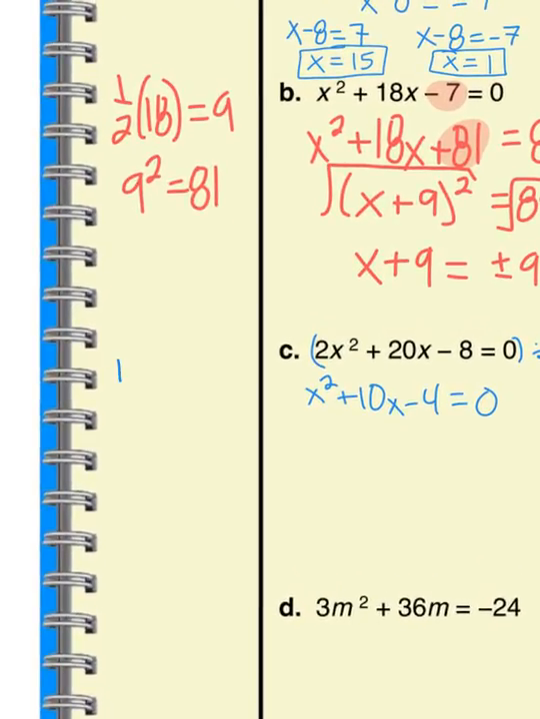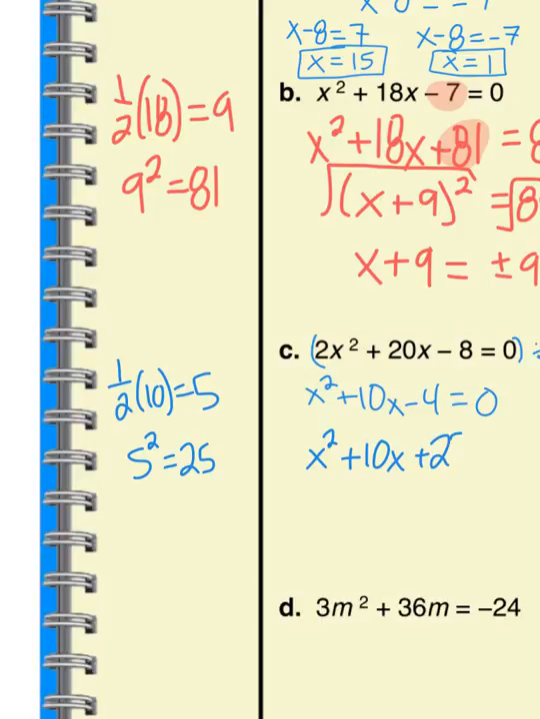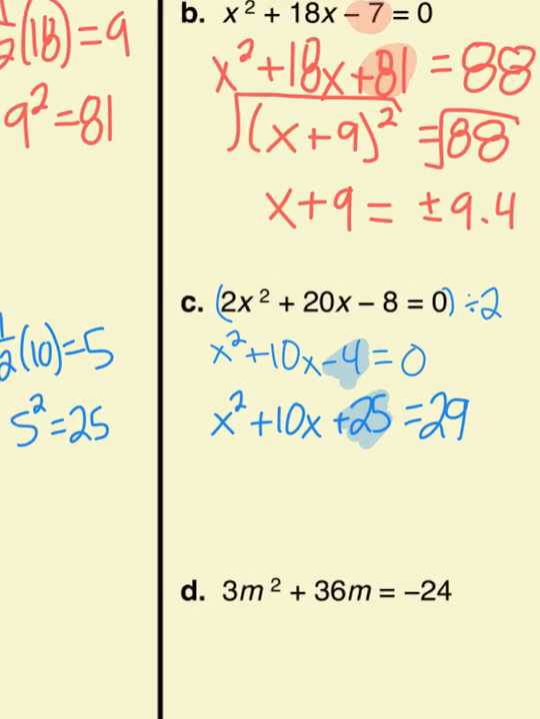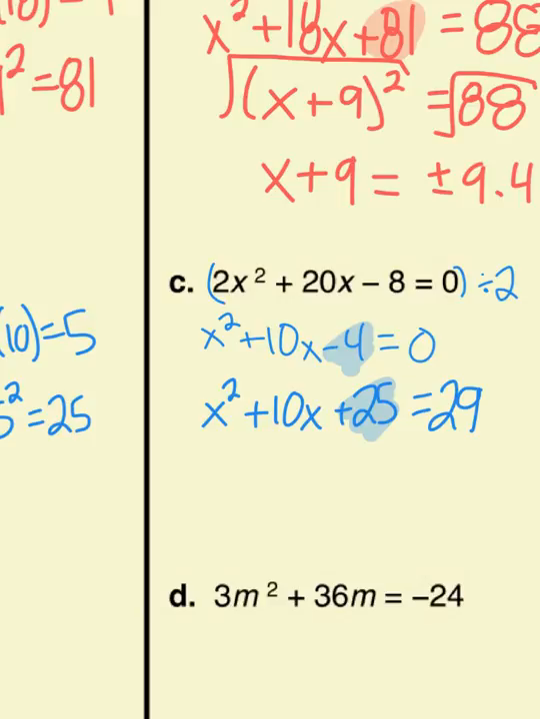So half of 10 is 5. And 5 squared is 25. So now I want to make sure that this side says x squared plus 10x plus 25. To get from negative 4 to 25, I had to add 29. So we're going to add 29 to the other side. Make that equal to 29. Alright, and then this is a perfect square trinomial, so I can factor x squared plus 10x plus 25 to be (x plus 5) squared equals 29.